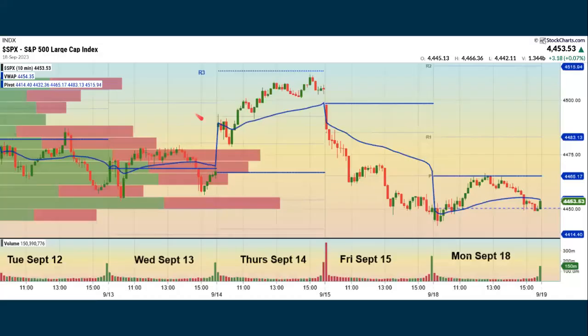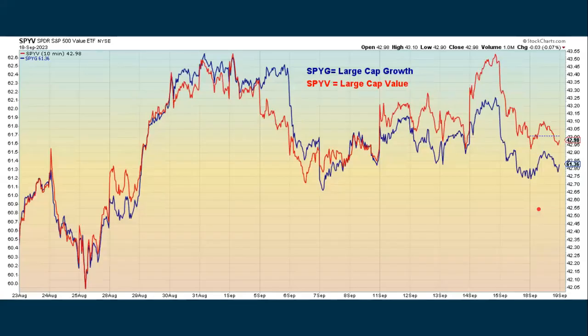Here's the intraday chart where we did have a lower open, but we quickly went back up above the unchanged level and we hit the daily pivot point. That was the resistance. We dropped down from there, came back down to the unchanged level, and then closed a little bit higher. Looking at growth versus value, where the blue line, which is growth, it is underperforming value right now. That's more showing some weakness in the market.